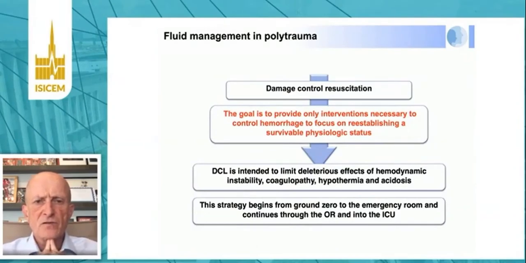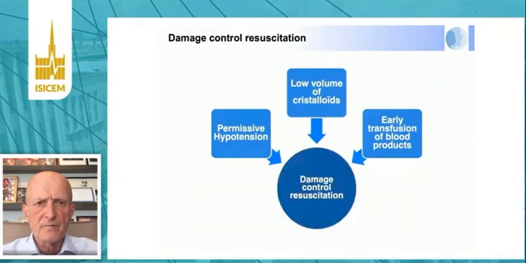So the fluid management of trauma patient is part of the damage control resuscitation. The goal of the damage control resuscitation is to provide only intervention necessary to control hemorrhage, to focus on reestablishing a survival physiologic status. The goal is to limit deleterious effect of hemodynamic instability, coagulopathy, hypothermia, and acidosis. And it's very important that we have to be focused on the fact that we have to stop the bleeding as soon as possible.